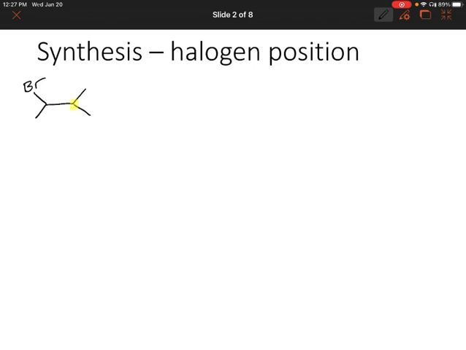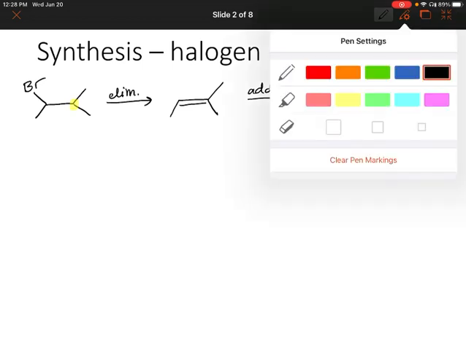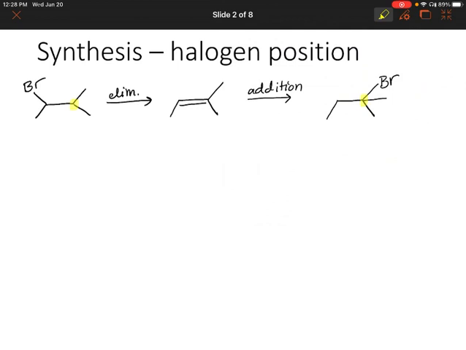So here what we can do is start with elimination. And that's going to give us a double bond. And notice that that double bond is between where the bromine was and where we want it to go. Then in the next step, we can perform addition. And we can add that bromine back onto our molecule, but this time it will be on that tertiary carbon.